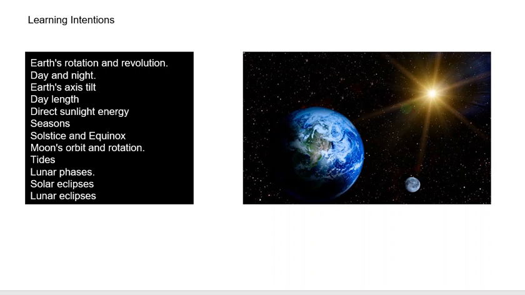Day length. So for example, how long a day is. So we know as we go through the seasons, the day length changes. Direct sunlight energy. So we look at the difference between direct sunlight and sun that's hitting a surface at an angle. We look at the seasons, the solstice and the equinox, moon's orbit and rotation. So how that impacts then on the tides, lunar phases, solar eclipse and lunar eclipses.